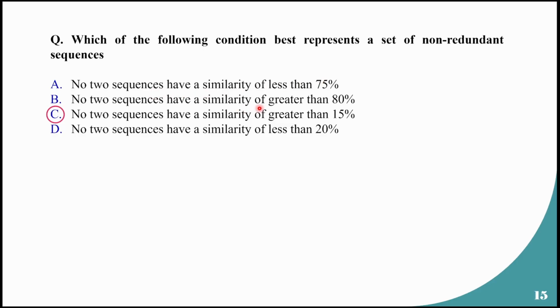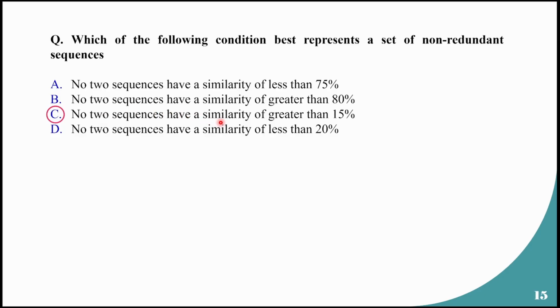Then no two sequences should have a similarity of greater than 85%. So if two sequences have a similarity of greater than 80%, then that means that they are very similar, right? So since the statement here is kind of negative, that would not again mean a non-redundant set of sequences.